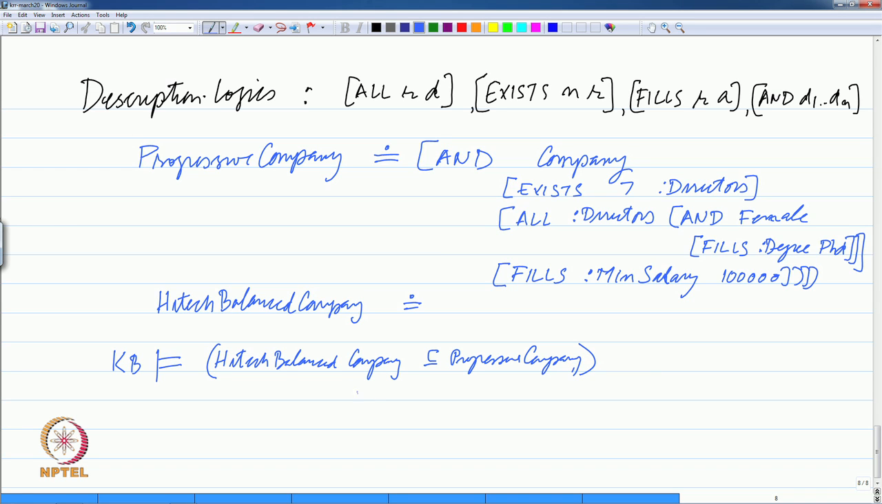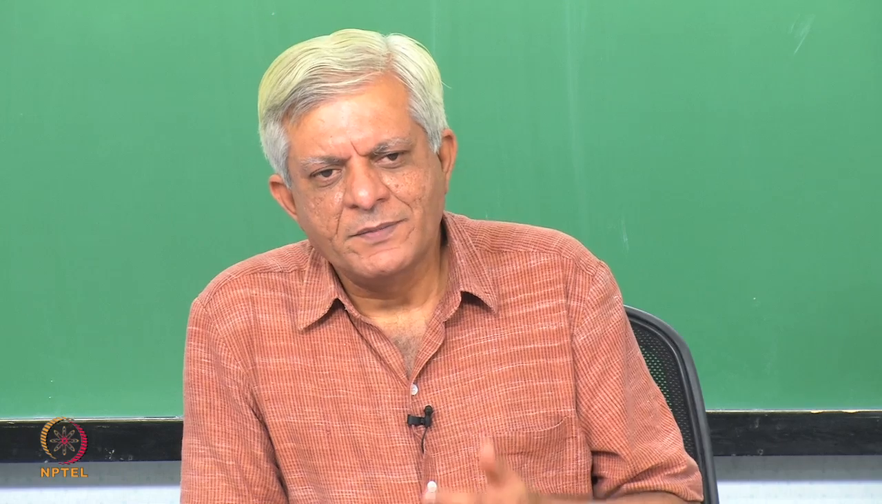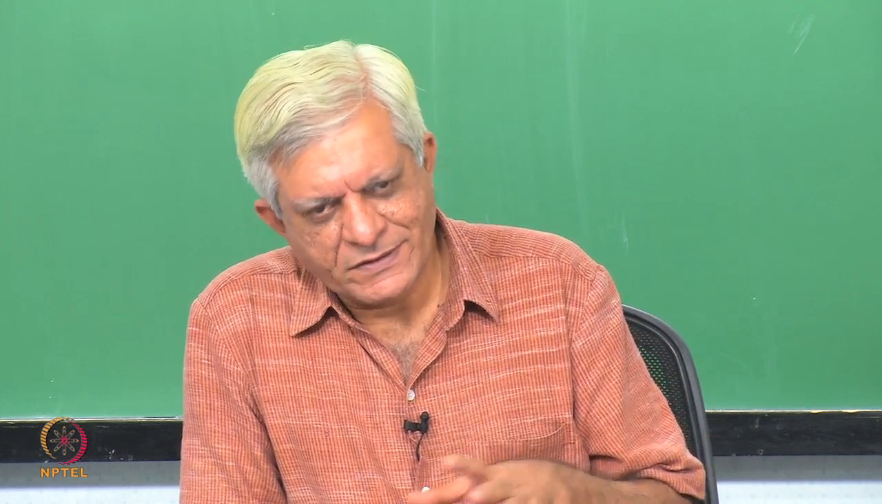And we will say that yes, if the interpretation of high tech balanced company is a subset of the interpretation of progressive company. So, that is the notion of entailment in this language essentially, that this statement that high tech balanced company is a type of progressive company would be true if the mapping of this concept of high tech balanced company were to be a subset of the mapping of the progressive company.